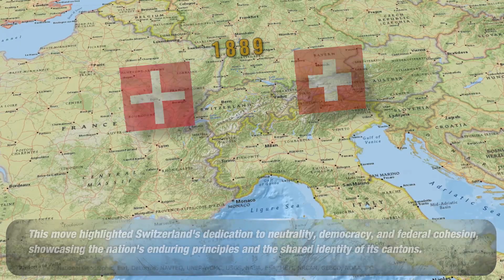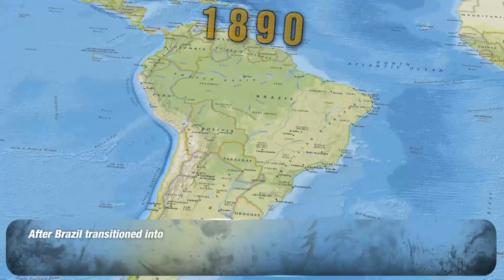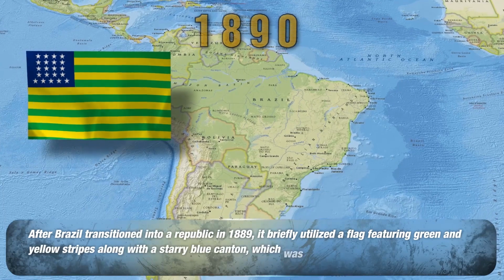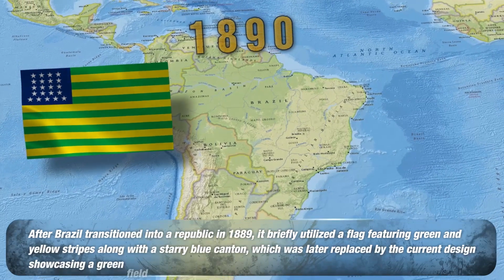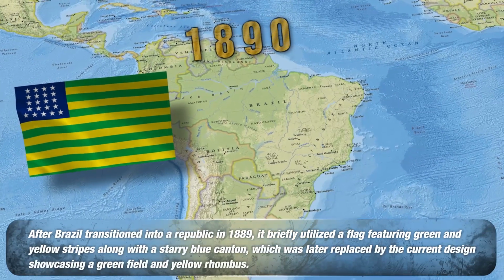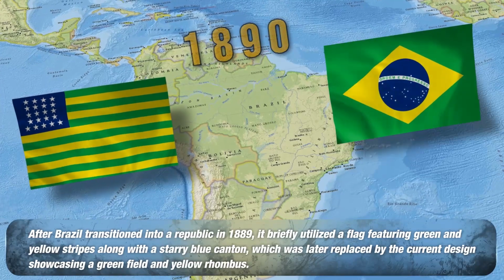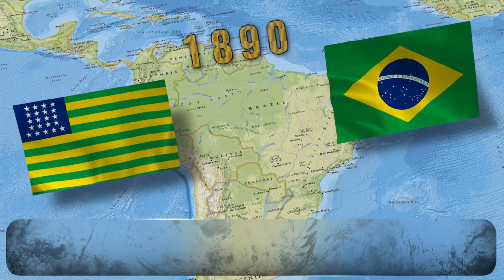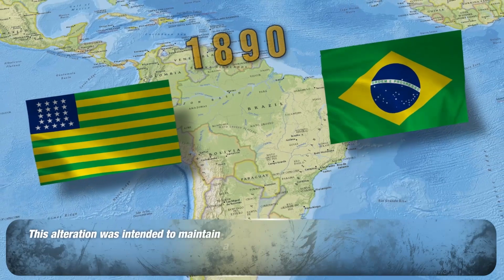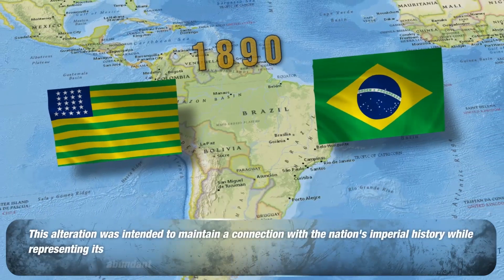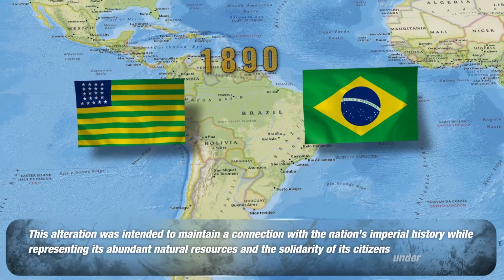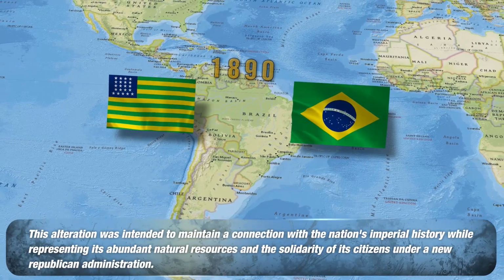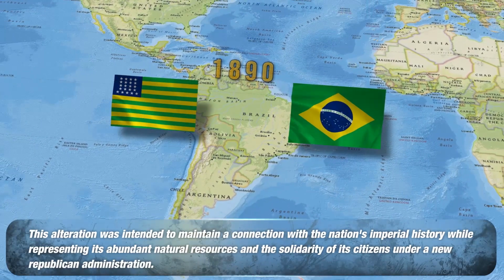of its cantons. After Brazil transitioned into a republic in 1889, it briefly utilized a flag featuring green and yellow stripes along with a starry blue canton, which was later replaced by the current design showcasing a green field and yellow rhombus. This alteration was intended to maintain a connection with the nation's imperial history, while representing its abundant natural resources and the solidarity of its citizens under a new Republican administration.